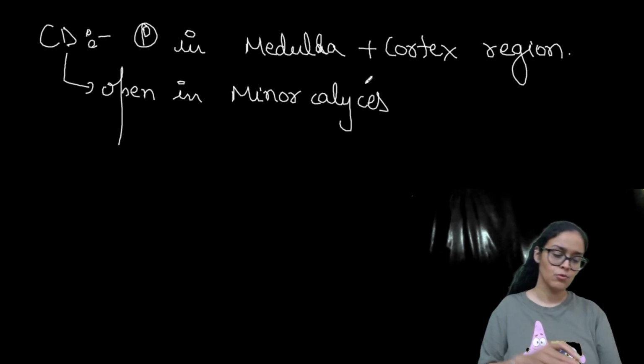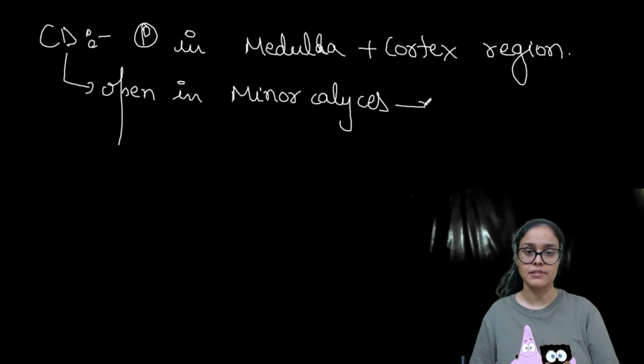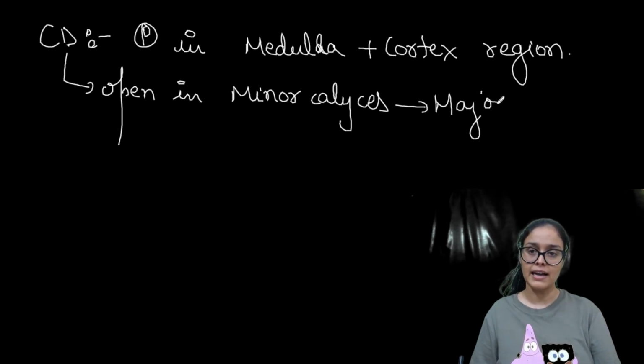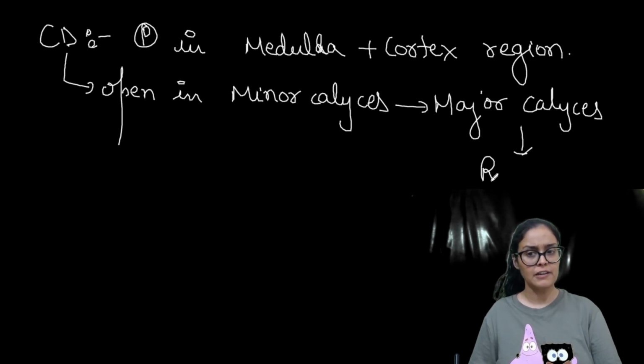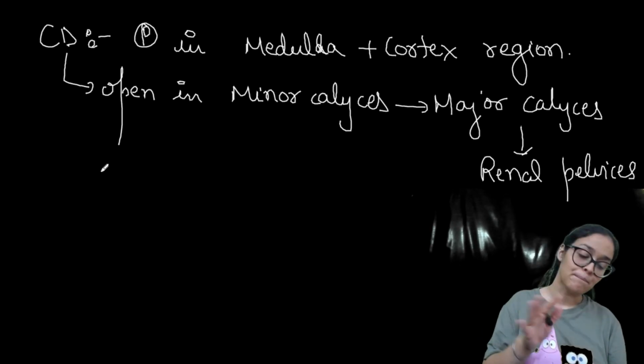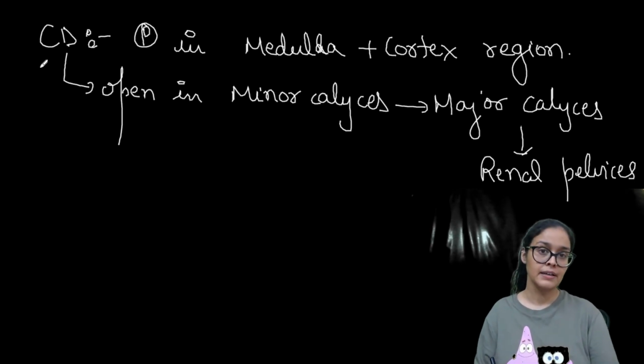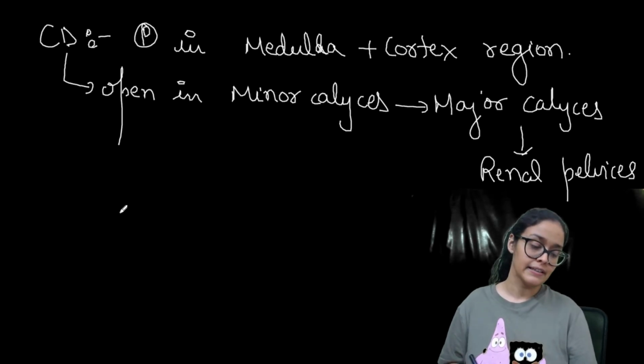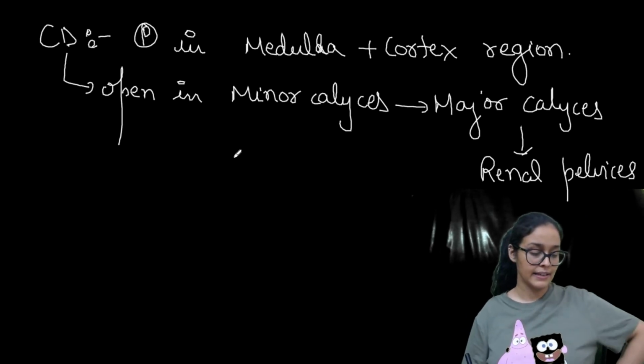Major calyxes will open into the renal pelvises, right? So ये major calyx में खुलेगा, which will be taking urine out. Renal pelvises open into the ureters, that we know. So this is a simple portion that you have to remember. When we talk about this collecting duct, ये सारी चीजें आपको याद रखनी है, that's all.